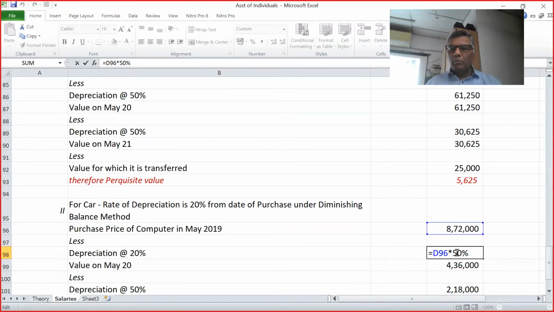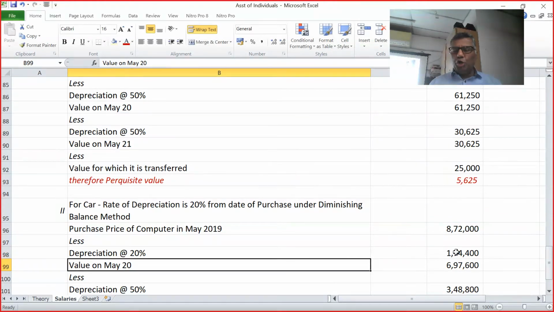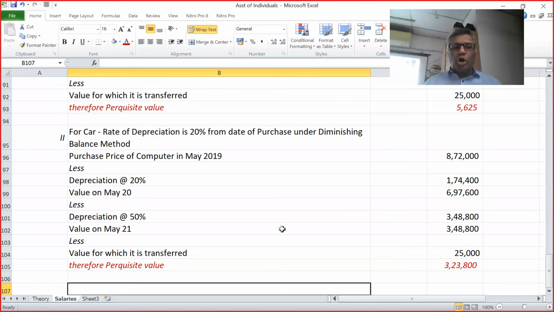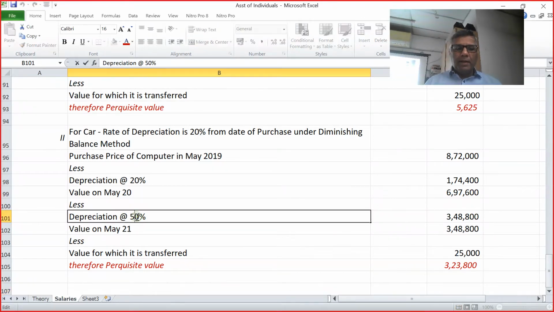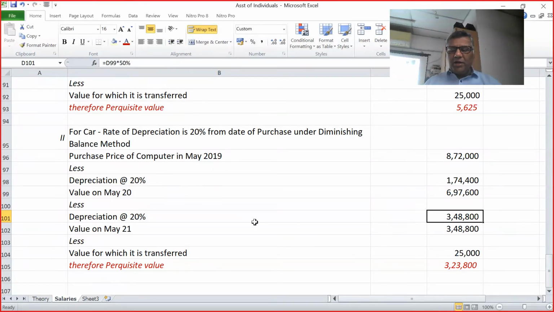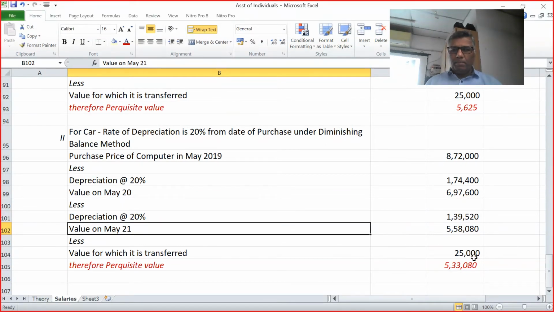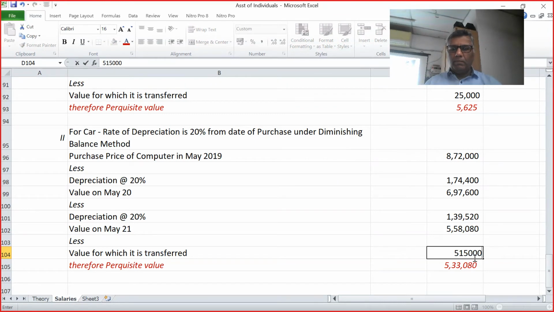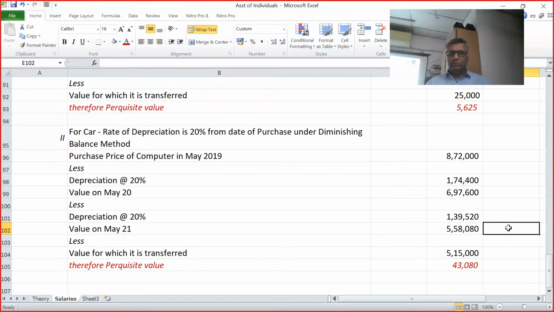Sir, here too the concept of 180 days will come? No, no. It is only from the date of purchase you are providing, so no concept of 180 days. The methodology is itself from the date of purchase we are providing. Okay, sir. Yes, car.